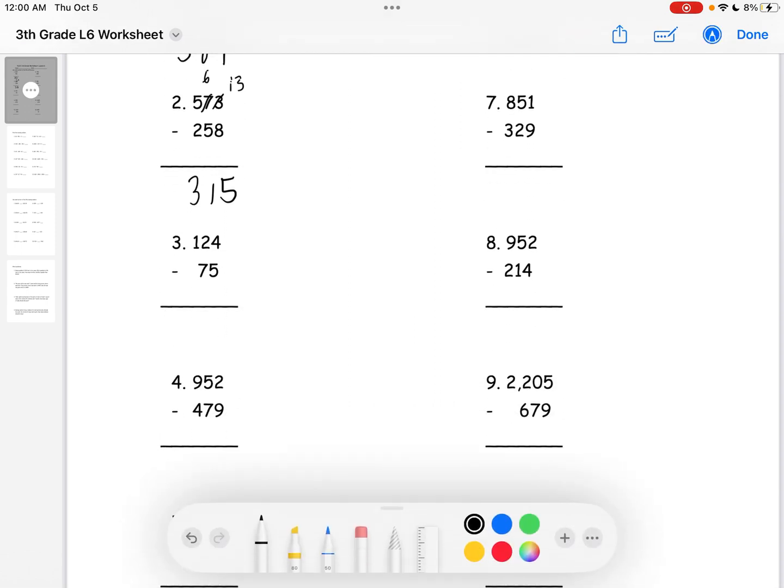We move on to question 3, which is 124 minus 75. So we first have to do 4 minus 5. But since the 4 is less than 5, we move on to the next number. Change the 2 into a 1. Change the 4 into 14. 14 minus 5 is 9. And we have to do 1 minus 7, but since the 1 is also less than 7, we gotta change this 1 to a 0 and change the 1 to 11. 11 minus 7 is 4. So the answer to question 3 would be 49.